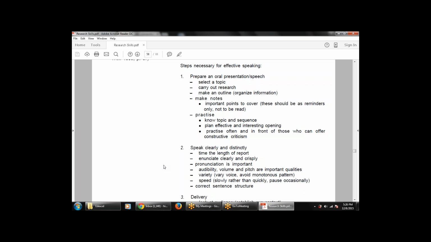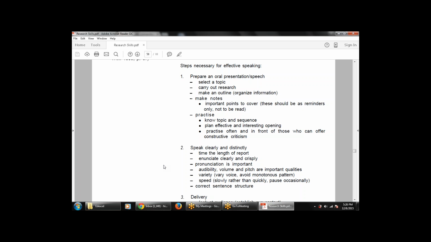There are three qualities that are very important: audibility, volume and pitch. The next is variety, whether I use a monotonous pattern, that is, a monotonous voice, or a varied voice, a good, energetic voice. Then speed: slowly rather than quickly.